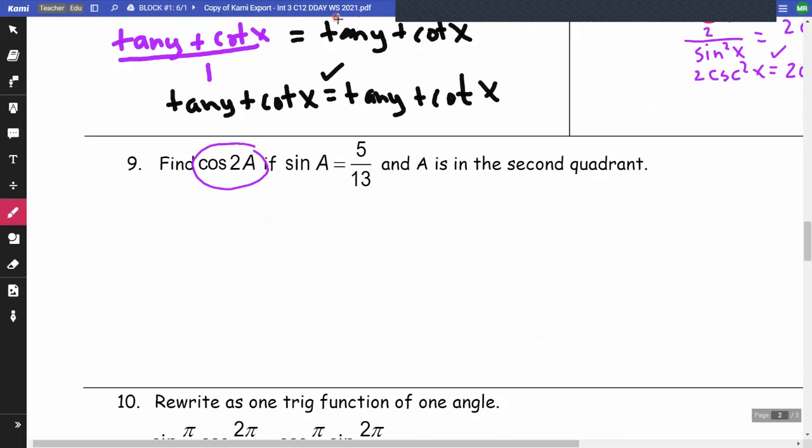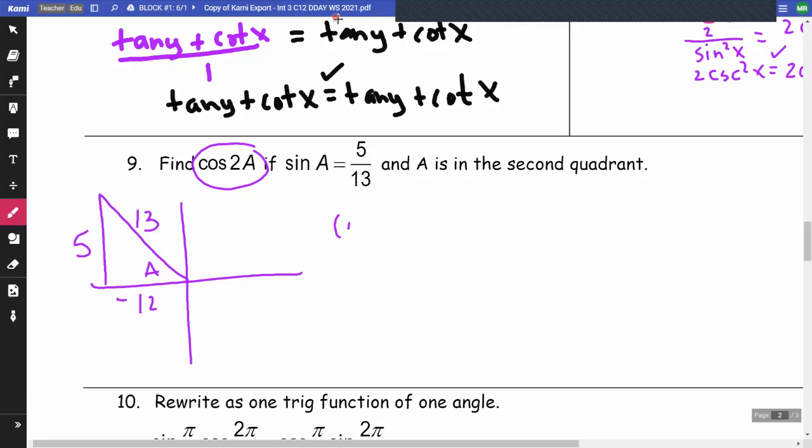Okay. So just a quick note, I am in quadrant 2. I do have that this is angle A. Opposite is 5, hypotenuse is 3. This would be a -12 in terms of this. But I do know that cosine 2A is equal to 1 minus 2 sine squared A from those formulas.